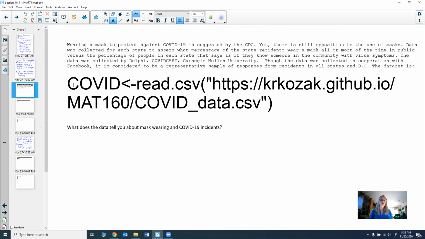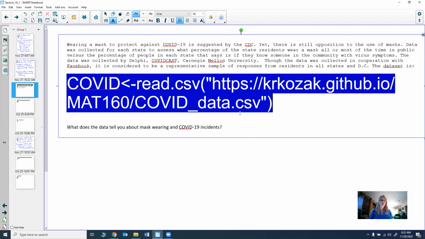So normally I say don't use Facebook as an example, but in this case, the statisticians at Carnegie Mellon University felt that it was a good example to use, and they felt it was representative. So here's our data set. We're going to go grab this data set, and we want to find out what does this data tell you about wearing masks and COVID-19 incidents. So I'm going to go ahead and put this into RStudio.